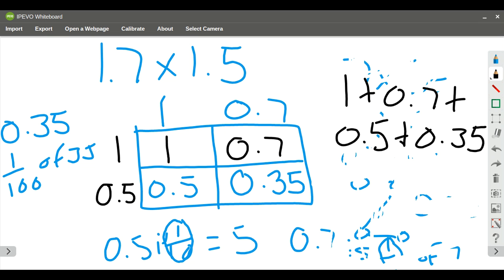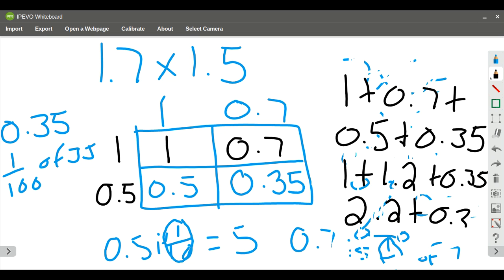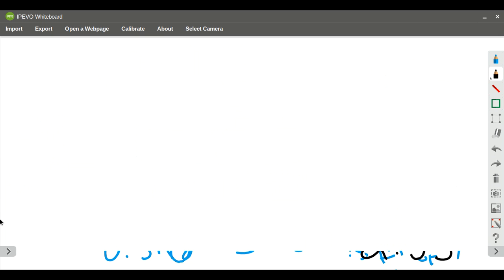And so when I add those together, I'm going to go ahead and use the commutative property to get values to be easy. I'm going to add my 7 tenths and 5 tenths first. So now I have 1 added to 1 and 2 tenths added to 35 hundredths. So 1 added to 1 and 2 tenths is going to be 2 and 2 tenths added to 35 hundredths, which is going to be 2 and 55 hundredths. Well, 2 and 55 hundredths is close to the estimate of 4, so it's a reasonable answer.